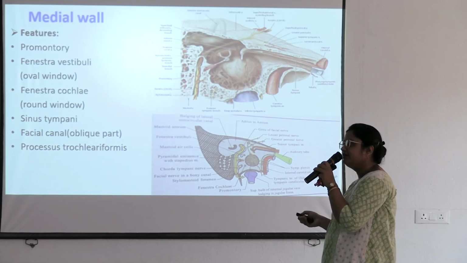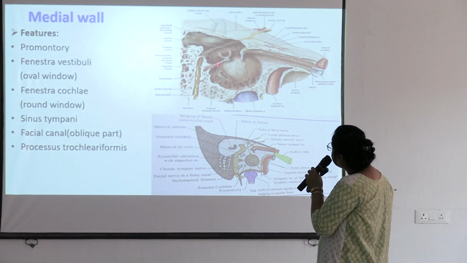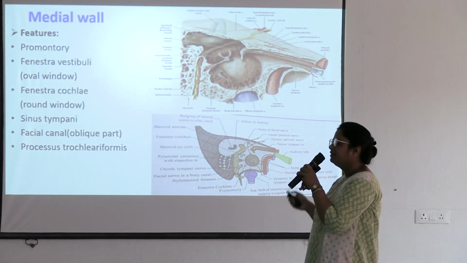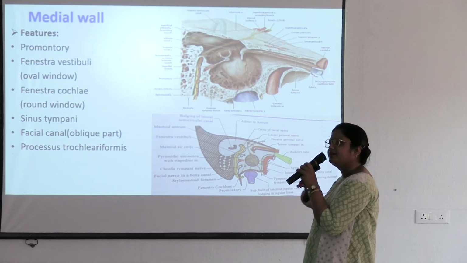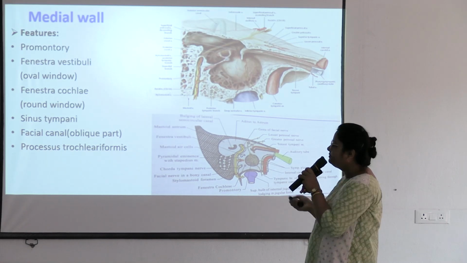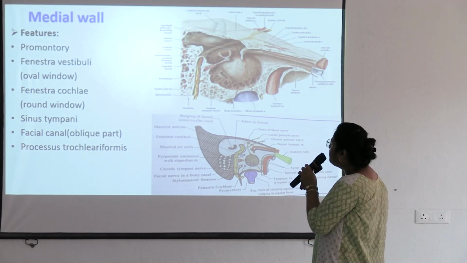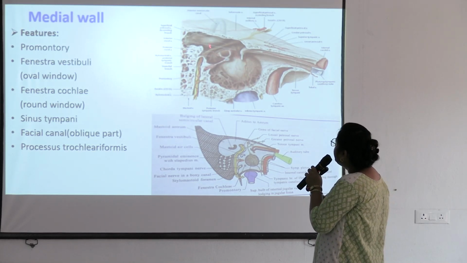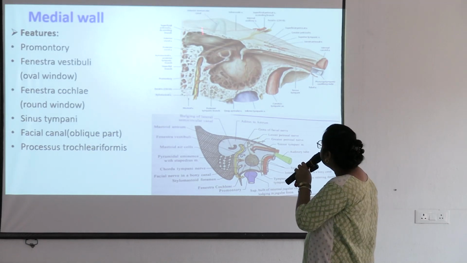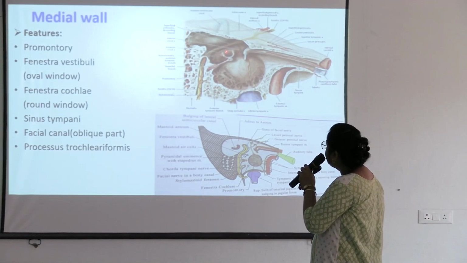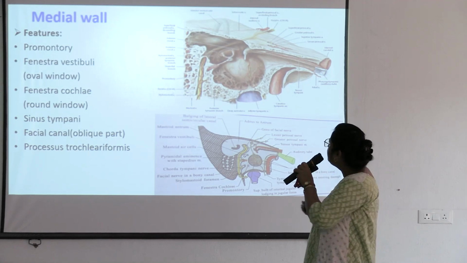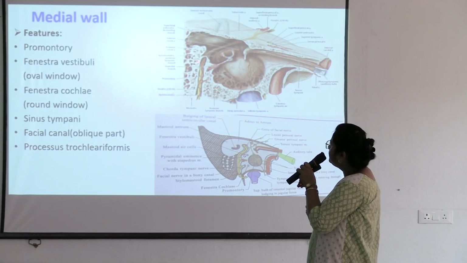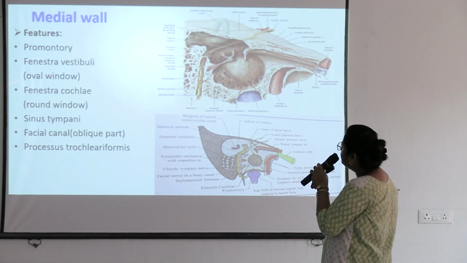So in the medial wall, here you will get the promontory. See this elevated oval elevation, this is the promontory. Okay. Next is the fenestra vestibuli. Fenestra vestibuli is the oval window. Above this promontory, this is the oval window where the foot plate of the stapes is attached. See this bone, this U-shaped bone with a stem, a tuning fork like bone, this is the stapes. So the foot plate of the stapes is attached here. This is the oval window. And the fenestra cochleae is this round window.